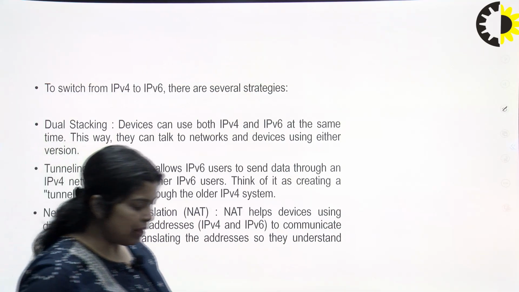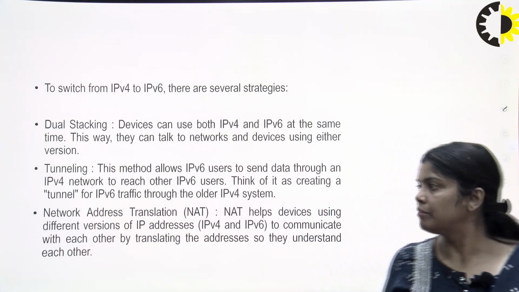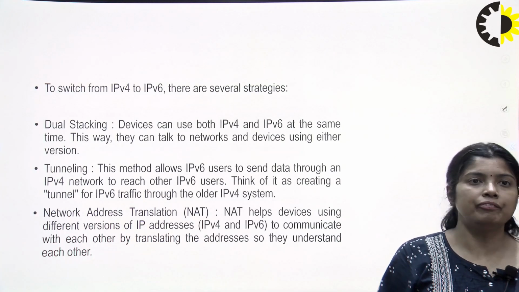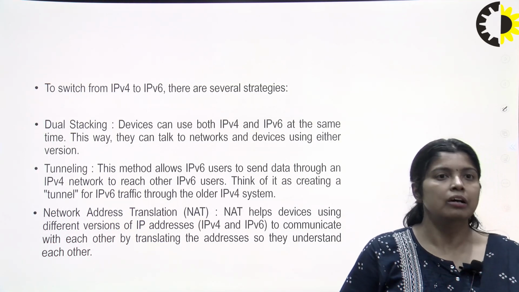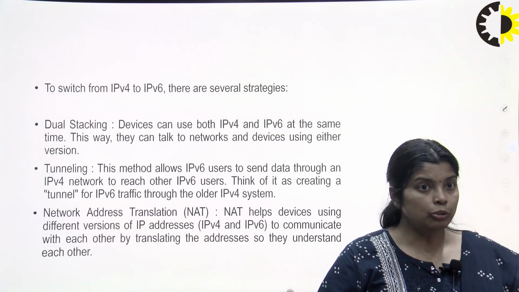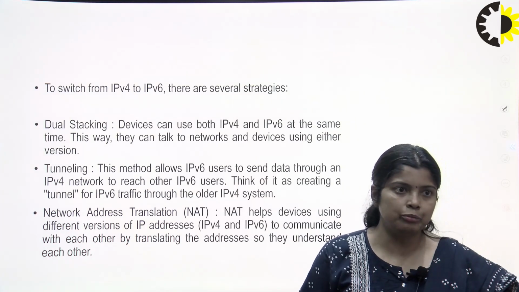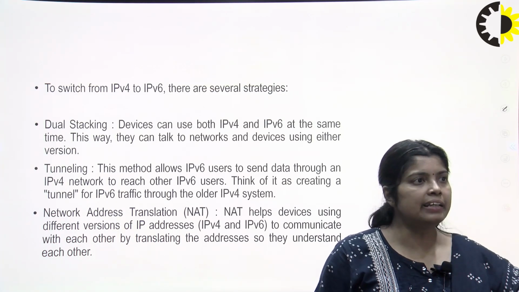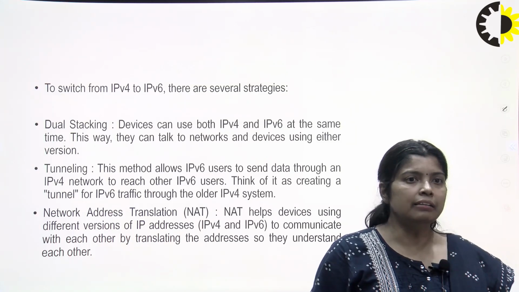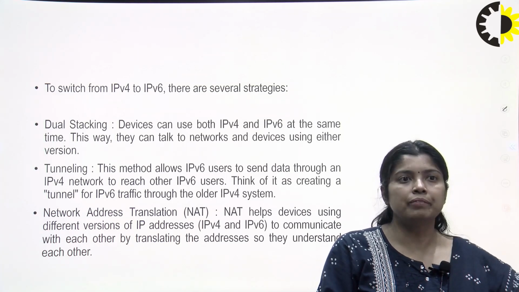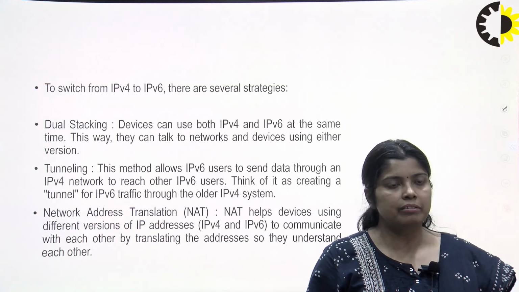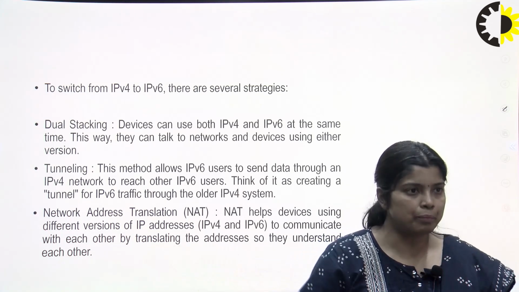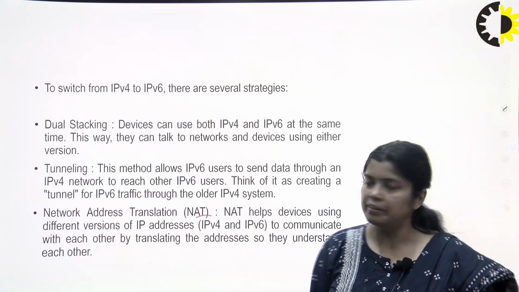Why are we switching from IP version 4 to IP version 6? First, because of the address space. It can be implemented with 2 to the power 128 users at a time. The second thing is dual stacking. If the device is using IP version 4, with the help of network address translation, you can also translate this IP version 4 address to IP version 6. This is the network address translation.